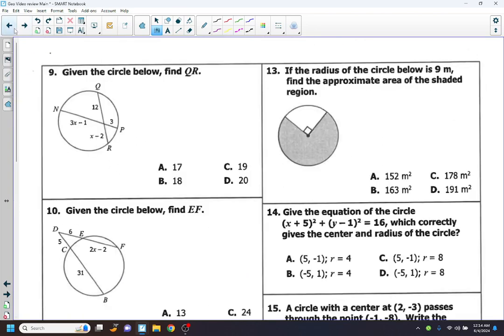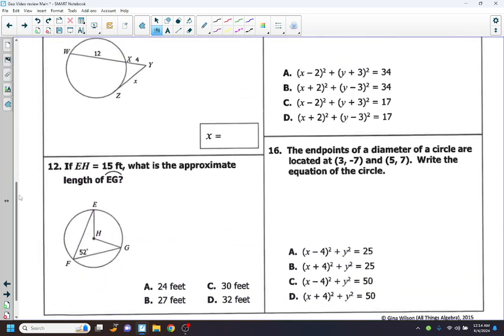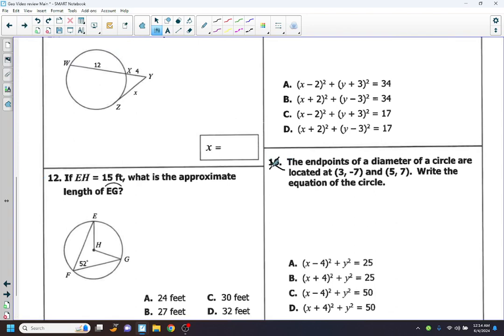This is just practice of what we just did. Don't worry about this one.